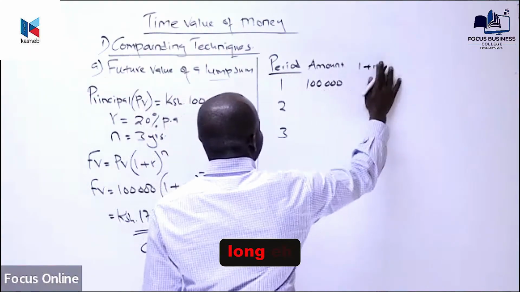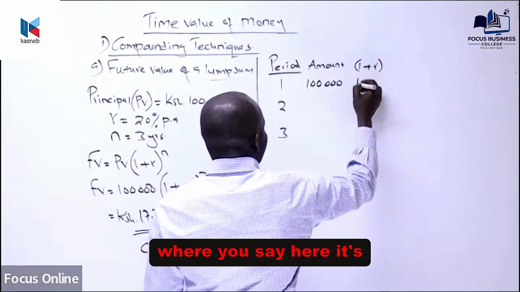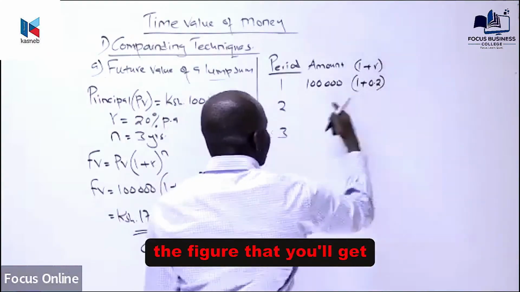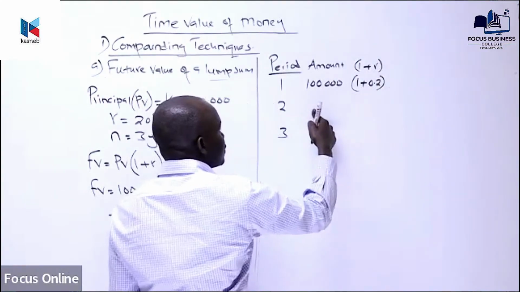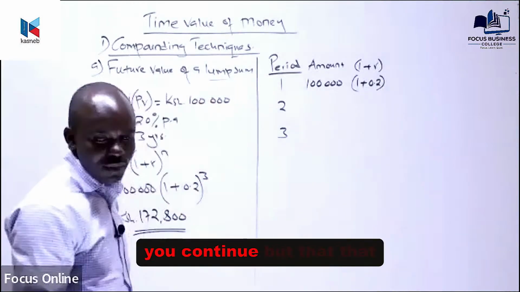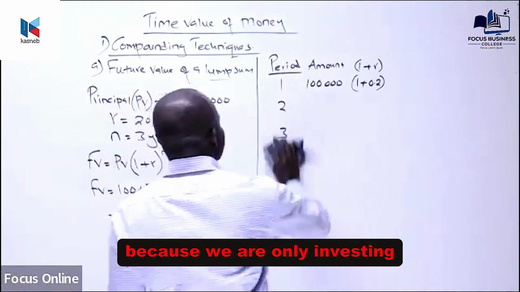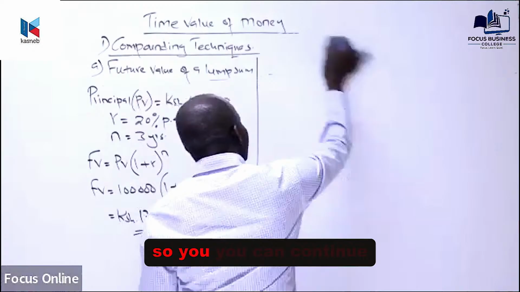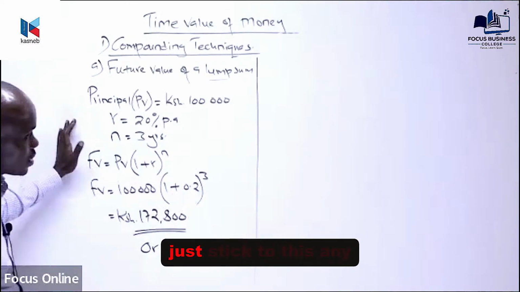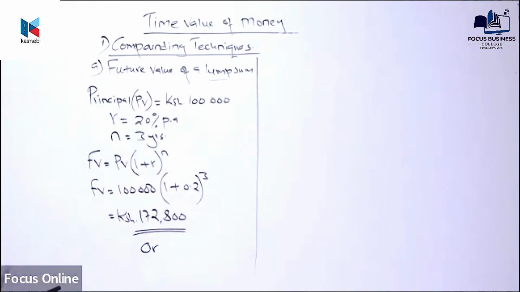but this one is very long. Where you say here it's 1 plus 0.2. The figure that you'll get here, you bring it here. Then you continue. But that will not apply in this case because we are only investing 1. So you can continue. You grow by that rate. So just stick to this. Any question before we continue? We want to proceed.